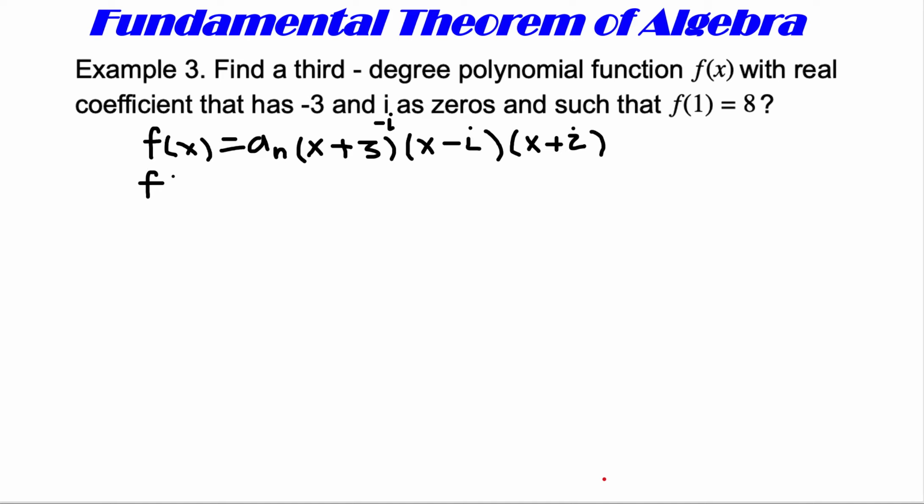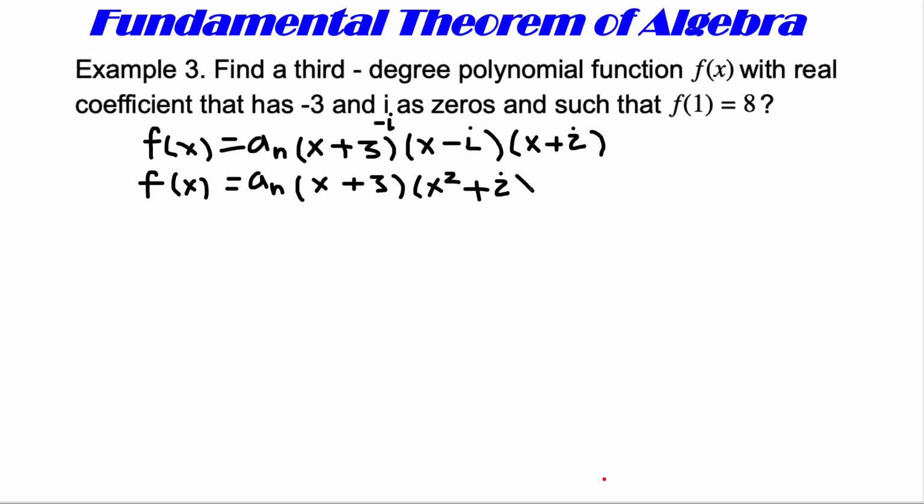And first of all, let me multiply the last two factors. The first one I'm writing in the form how it is. This is the leading coefficient a_n. So this a_n we have to find, because we don't know yet what it is. And the first factor I'm writing the way it is, but the two factors here I'm going to multiply. x times x is x squared. x times plus i is plus ix.